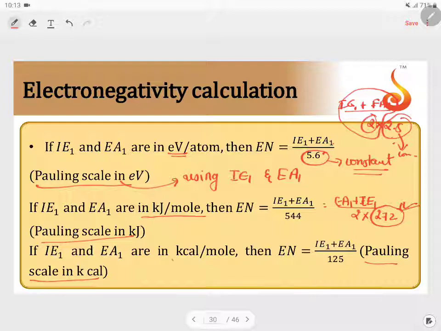Similarly, if the energy values are in kilocalories per mole, then the electronegativity value will be IE1 plus EA1 divided by 125. Actually, this is IE1 plus EA1 divided by 2 into 62.5. So, this is the conversion factor. Therefore, the previous formula for the Mulliken scale, using electron affinity and ionization energy, gives electronegativity values in the Pauling scale with different units using these conversion factors.